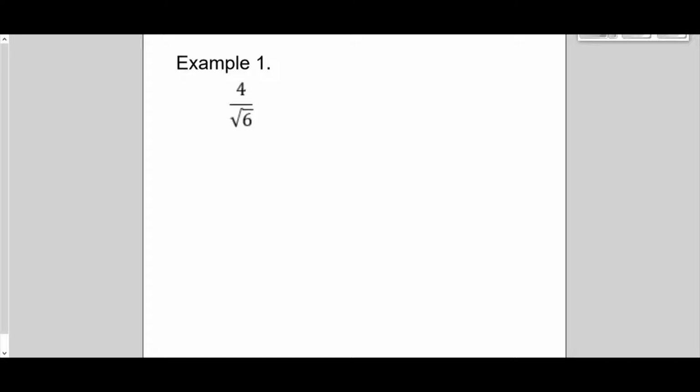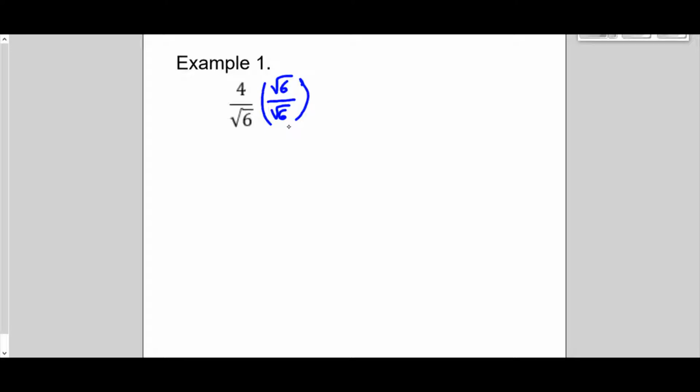So if I want to rationalize the denominator, I want to get rid of the square root of 6 down there. So what we do to rationalize the denominator, we multiply by the denominator divided by itself. The denominator is the square root of 6, and so I'm going to put that on the top and on the bottom. So I'm multiplying by the square root of 6 divided by the square root of 6.